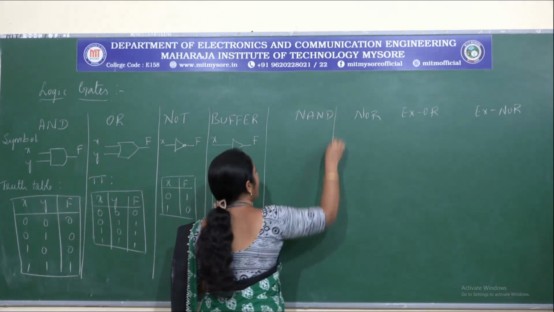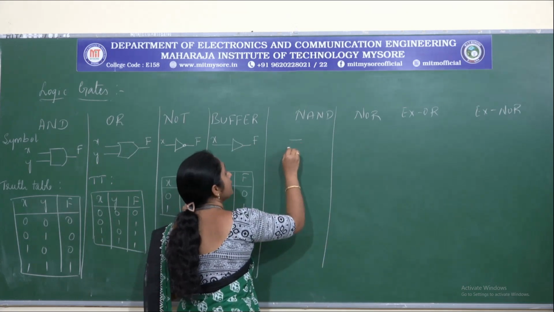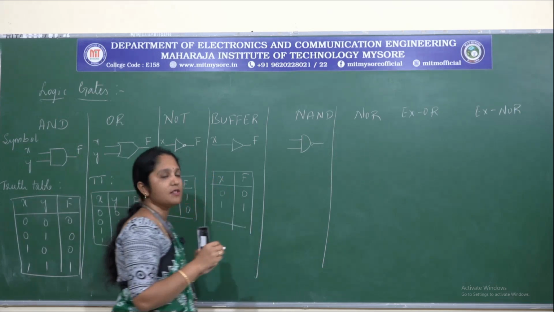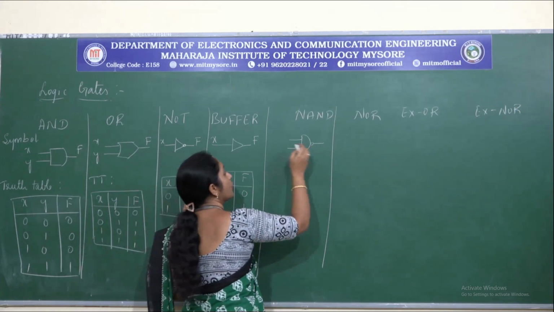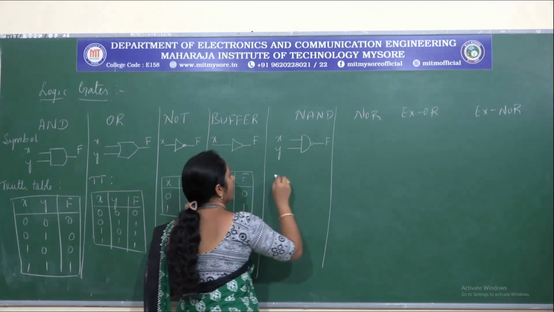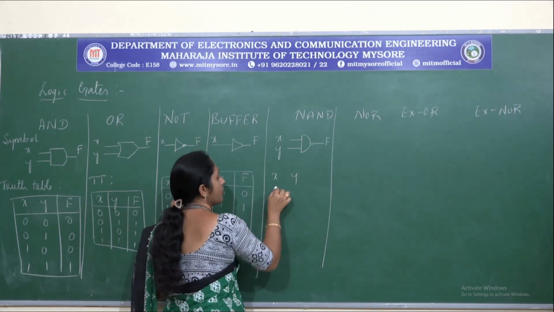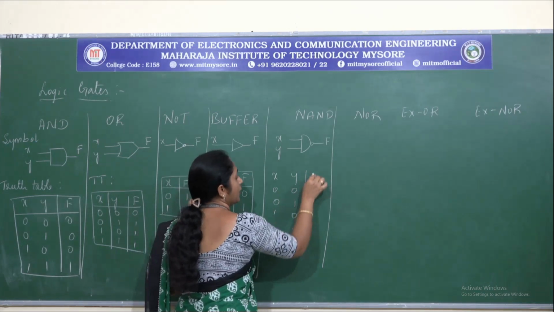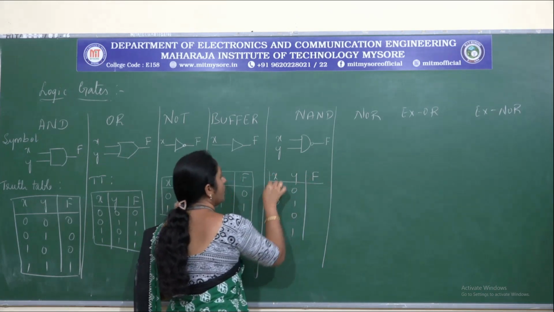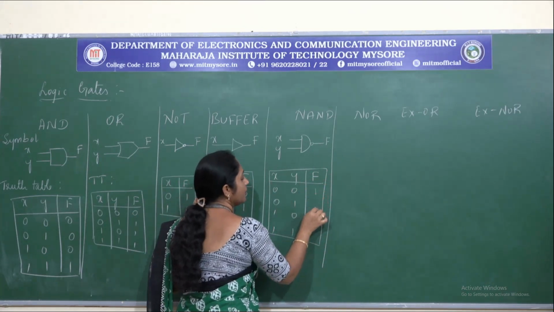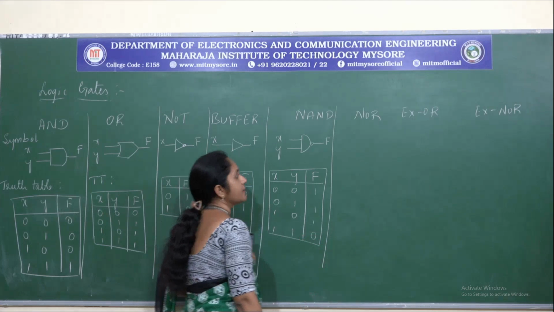Next we have NAND. The symbol for NAND is the AND gate symbol followed by a bubble at the output end. X, Y as inputs, let us consider F as output. For the possible combinations, F is the complement of AND, so we get 1, 1, 1, 0 as the values.